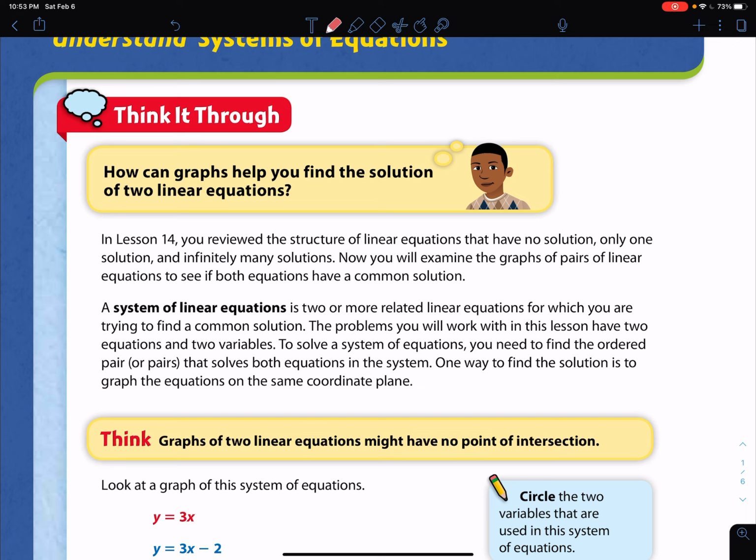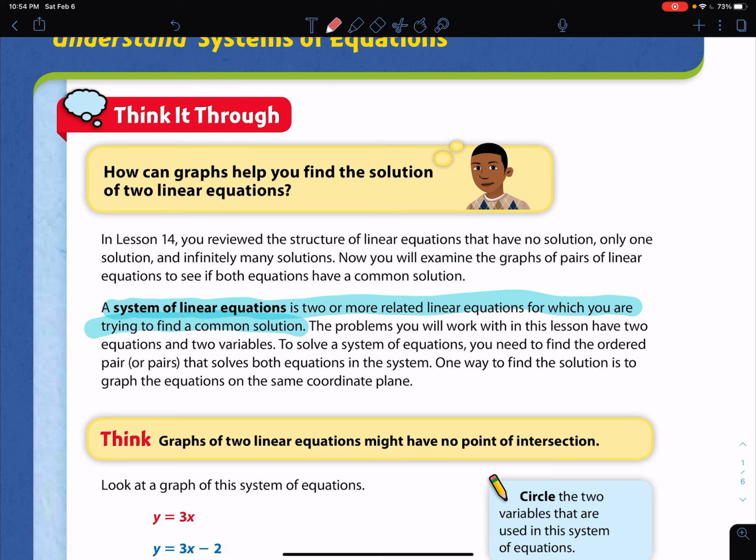Well, in our previous lesson, you learned the structure of linear equations that have no solution, only one solution, and infinitely many solutions. Now you will examine the graphs of pairs of linear equations to see if both equations have a common solution. So this lesson is focusing on a system of linear equations, which is two or more related linear functions for which you are trying to find a common solution. Go ahead and circle, highlight, or write them in your notes. Write this definition in your notes.